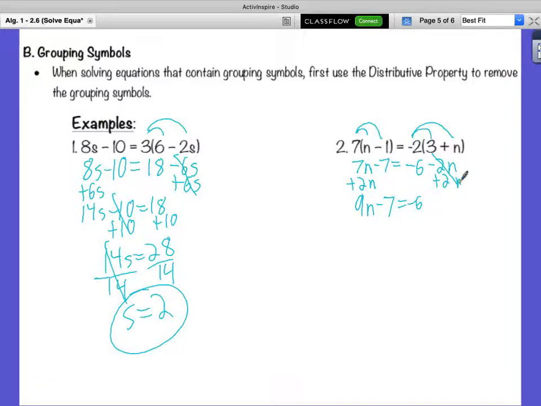So now from here, I would say there's one really good math move we can do. Chase, what would you do? Add 7. Exactly right. I would do that as well. So now we have 9n is equal to negative 6 plus 7. Different signs. We subtract and we get 1. Okay, keep the sign of the bigger number, 7.